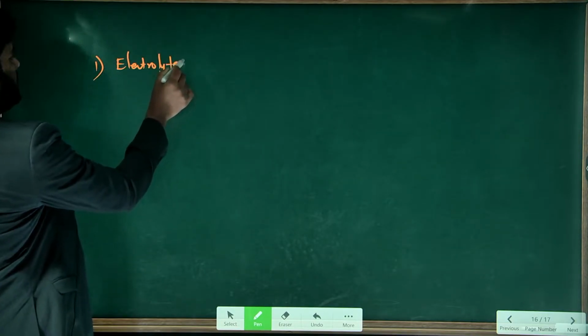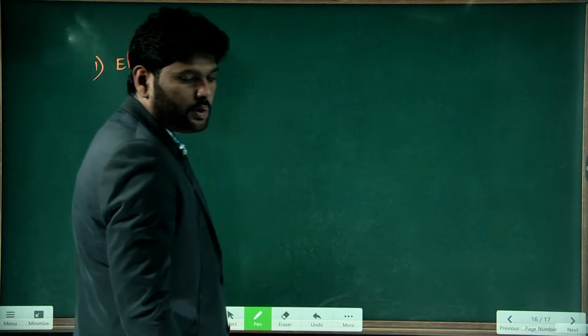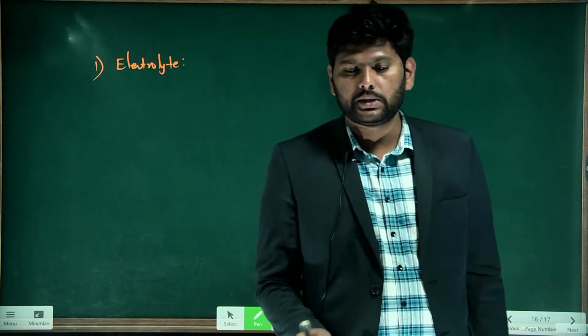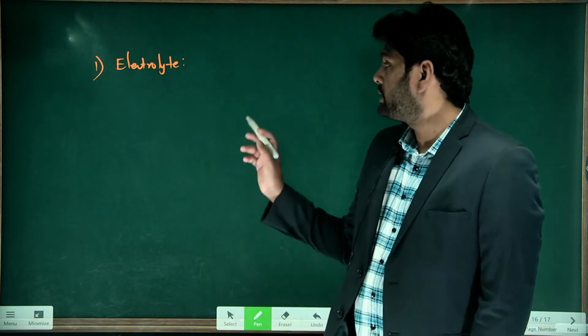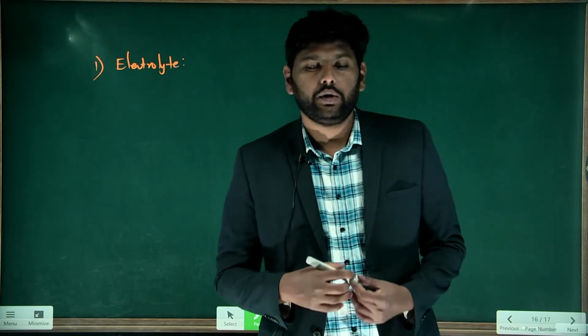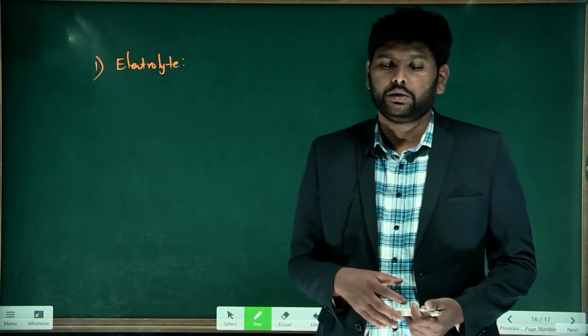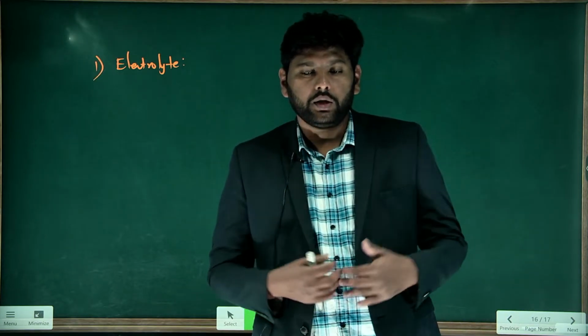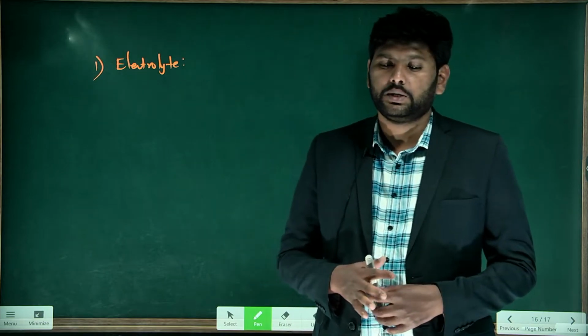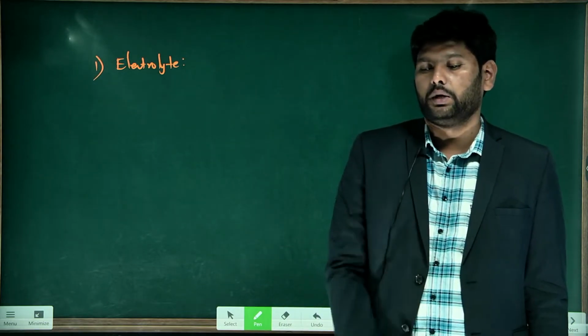Electrolyte. So what is this electrolyte? The electrolyte is a substance that allows the current through it. So an electrolyte is a substance that allows the charges through it, which means it is allowing the current through it.